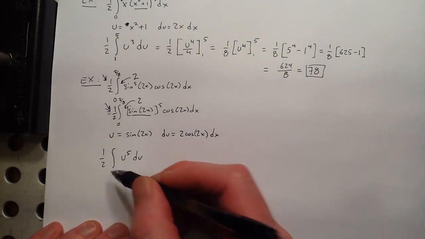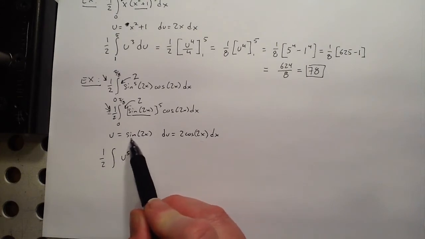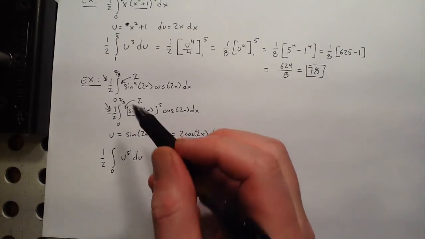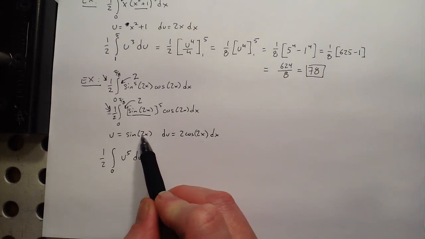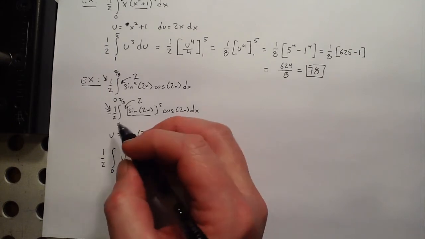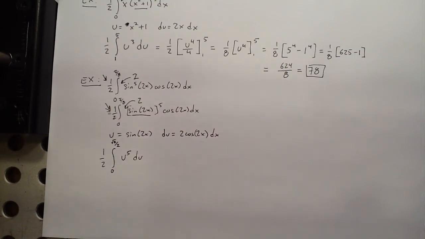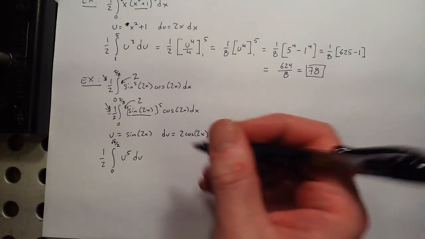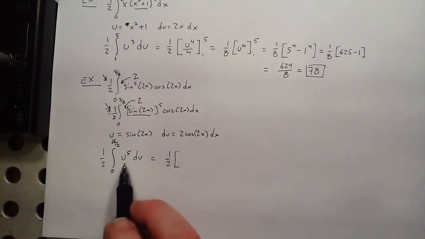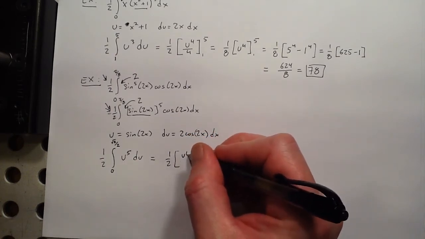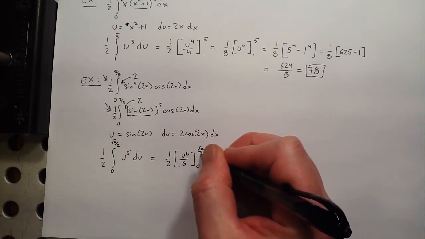Okay, now what would my new numbers be here? Let's see, if I plug 0 in here, that's the sine of 2 times 0, the sine of 0, which is 0. If I plug in pi over 8, that would be the sine of 2 times pi over 8, or pi over 4. That's the square root of 2 over 2. Right? So it's 1/2 times the antiderivative of u to the 5th, which is u to the 6th over 6, from 0 to the square root of 2 over 2.